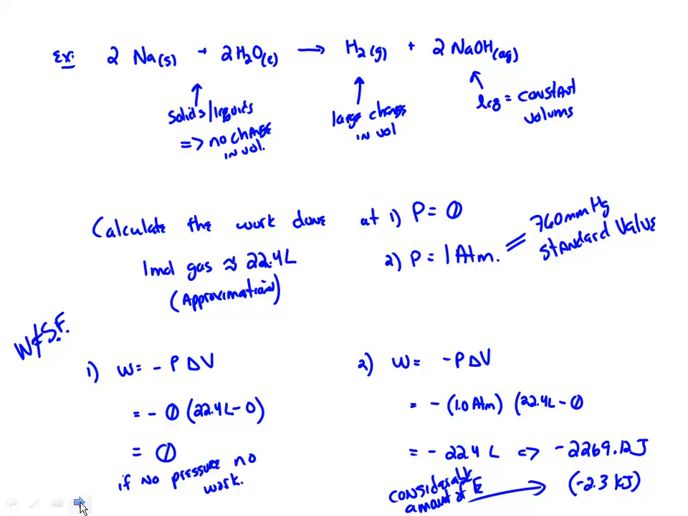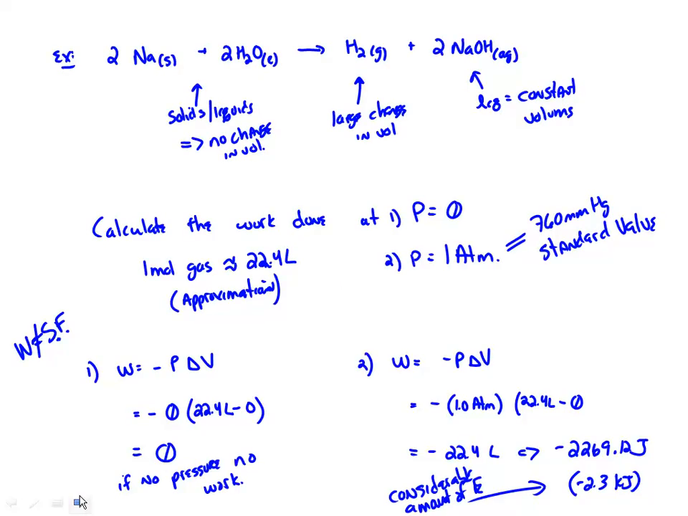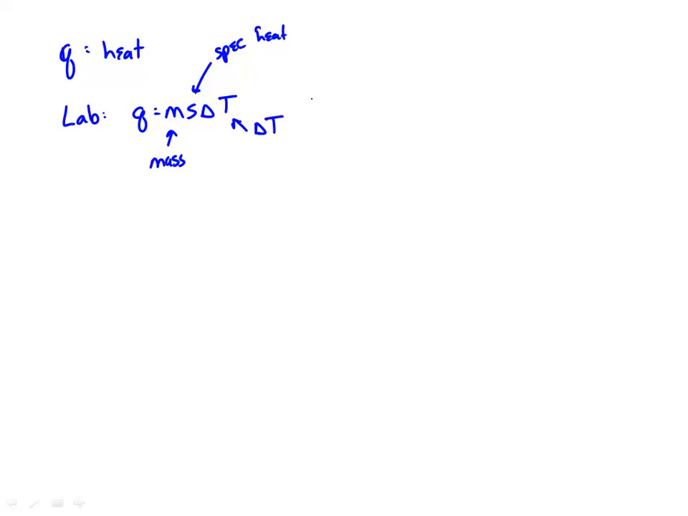So if we take a look at energy, we took a look at work, and we realized that we're just going to be using work equals minus P delta V to calculate any pressure-volume work. And then we can take a look at the Q. That was our heat term. Now, we're going to, in lab, look at an equation Q equals m s delta T, where m is mass, s is specific heat, and delta T is the change in temperature. But we'll save that for tomorrow.